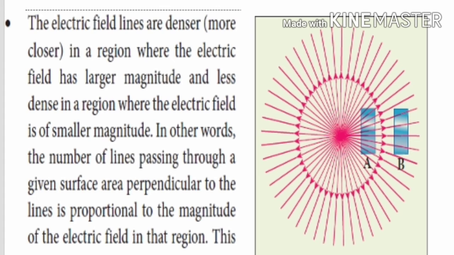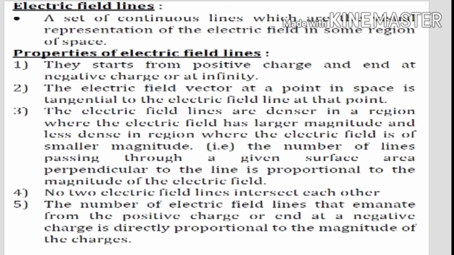Next point is about at which point the electric field is greater or lesser. The electric field is larger at the points at which the electric field lines are very close to each other. The electric field is lesser at the points at which the electric field lines are far apart from each other. Next one is electric field lines. Electric field lines are a set of continuous and imaginary lines which are used for the visual representation of the electric field in some region of space.